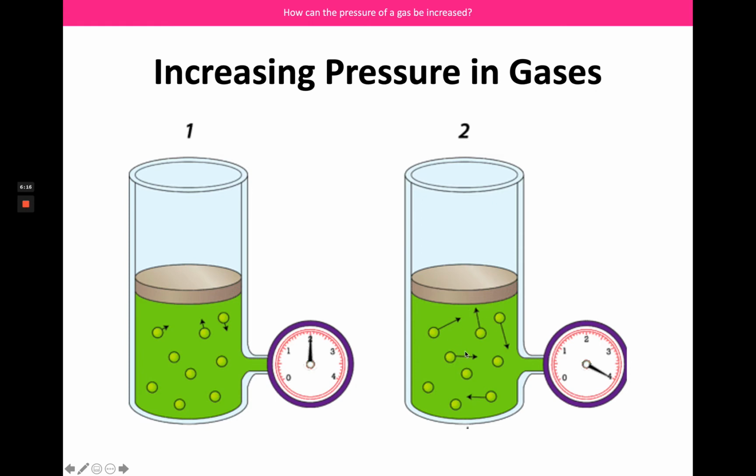Now, how can we make the particles move more quickly? So think back to earlier. How was it that we could make the particles move more quickly? We could do that by increasing the temperature, by heating them up. So another way we can increase the pressure in gases is to heat the gas up.